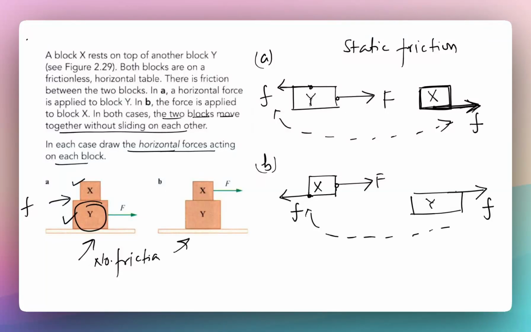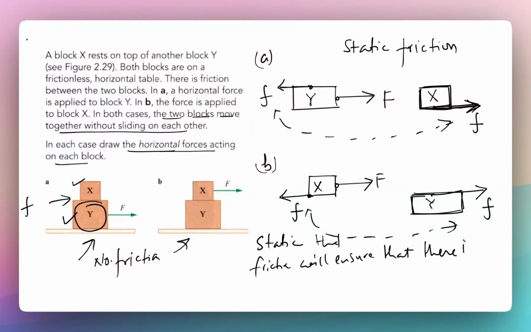Can you see the difference? In the first case, the force of friction on Y was acting towards left. Now it is acting towards right. So it really depends upon where the force is getting applied and how the friction force behaves. The key thing is that the static friction force will ensure that there is no relative acceleration. So the direction of the static friction force will behave accordingly.